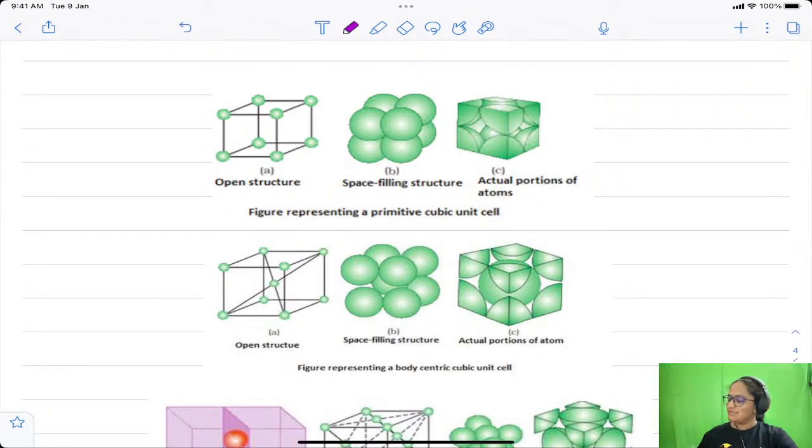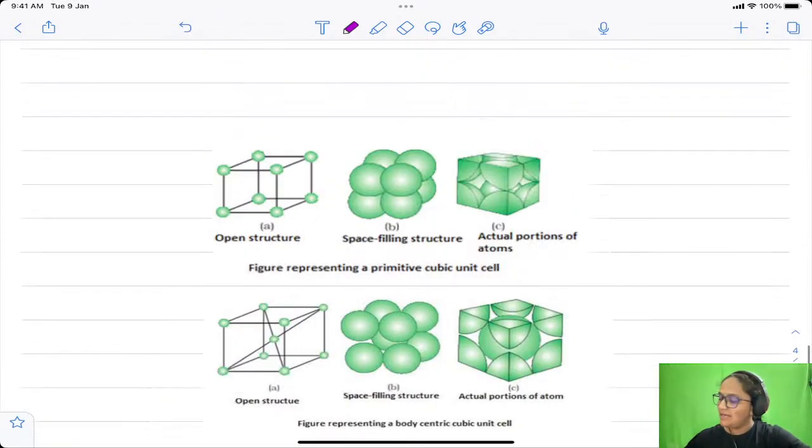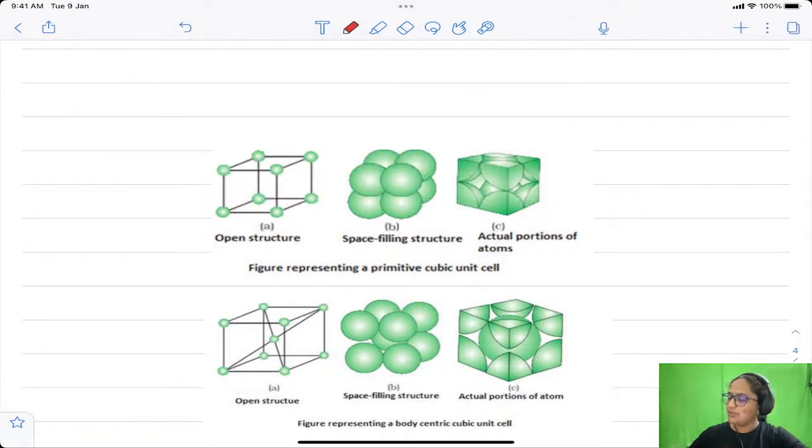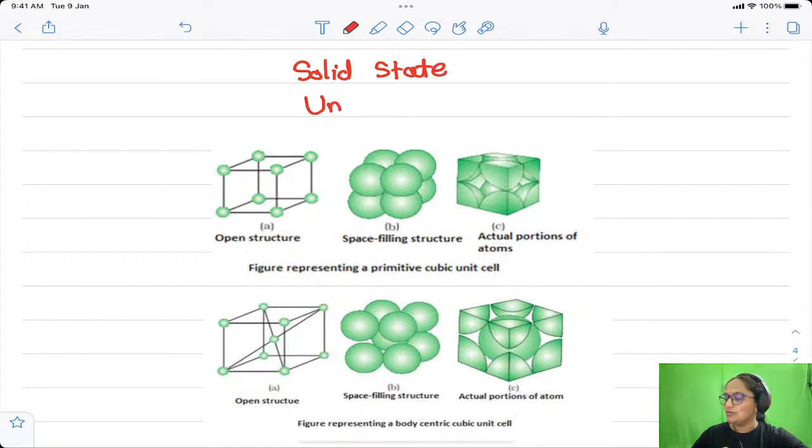Today we are going to discuss another topic from the chapter solid state, and that is nothing but the unit cells. I have already uploaded some images on the board. I'll explain what these images are one by one. We are discussing unit cells. First of all, I will explain the meaning of this word unit cell with the help of a simple analogy, a simple example.